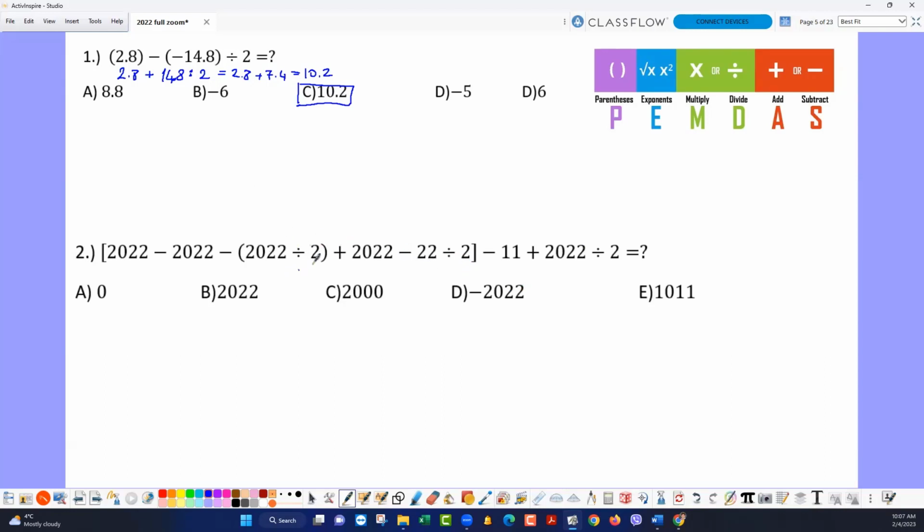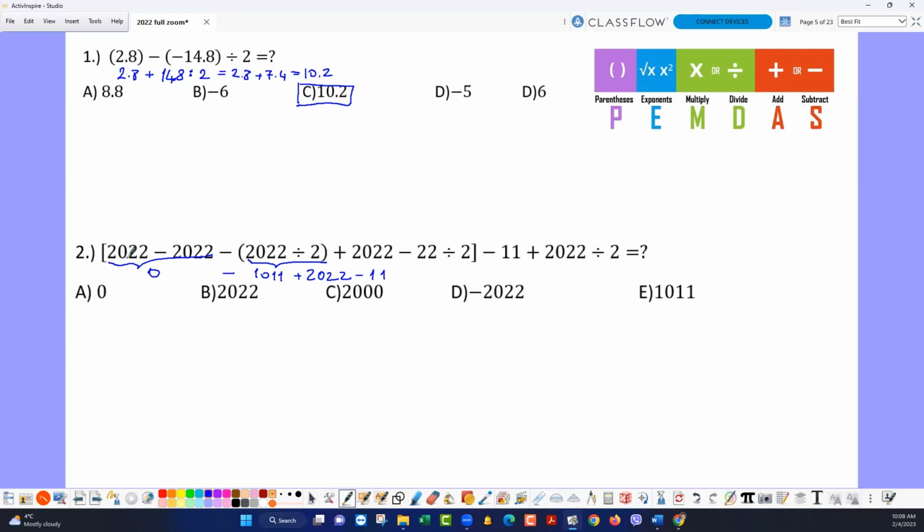Which operations go first? Of course, as I said, parentheses. We have a double bracket here and an inner parenthesis. So firstly we should start from the inner parenthesis, but addition and subtraction cases we can also solve, which means 2022 minus 2022 is equal to 0. So I can get rid of this one. And minus 2022 divided by 2 is equal to 1011, and plus 2022 minus 22 divided by 2 is equal to 11.